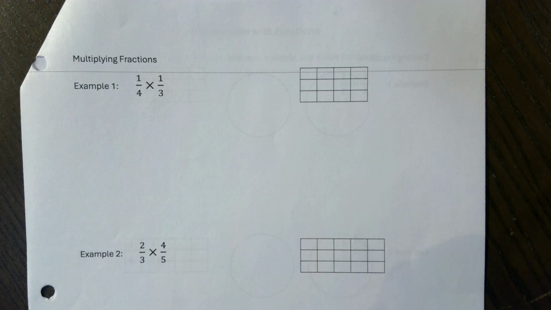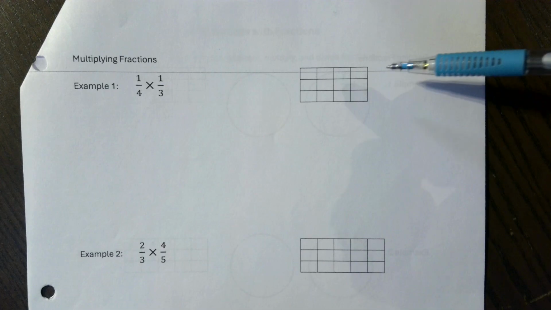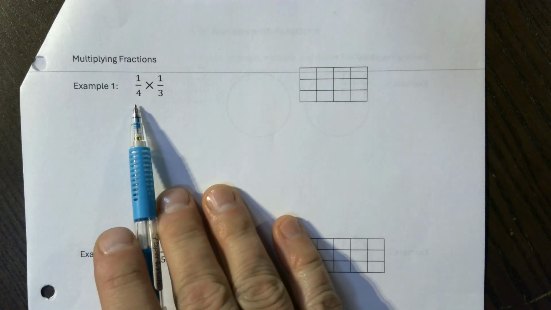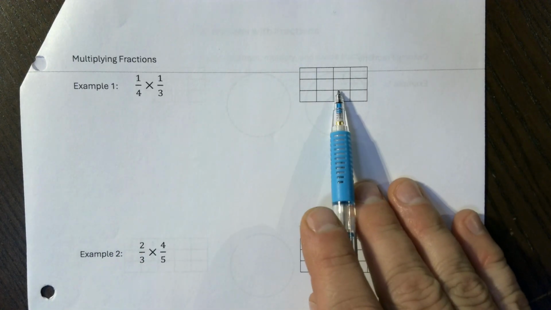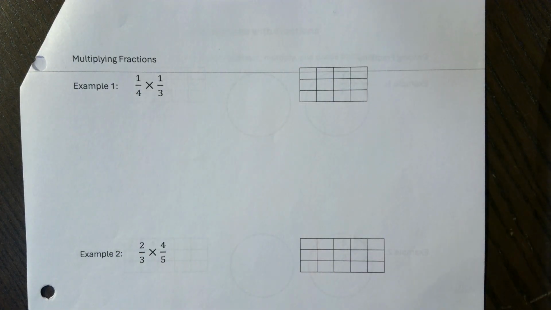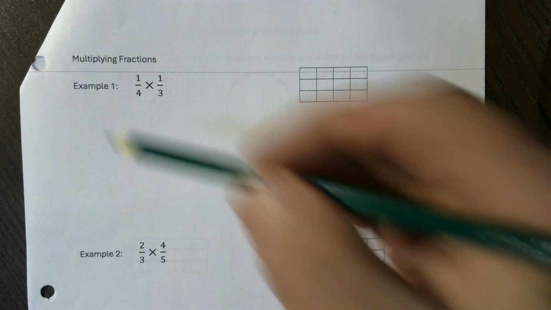Continuation of lesson 1.4, operations with fractions. In this section of the lesson we're going to talk about multiplying fractions. So here we have 1/4 and 1/3, and I'm going to use this box here to help represent that situation. So we'll take a look at this first one, 1/4.